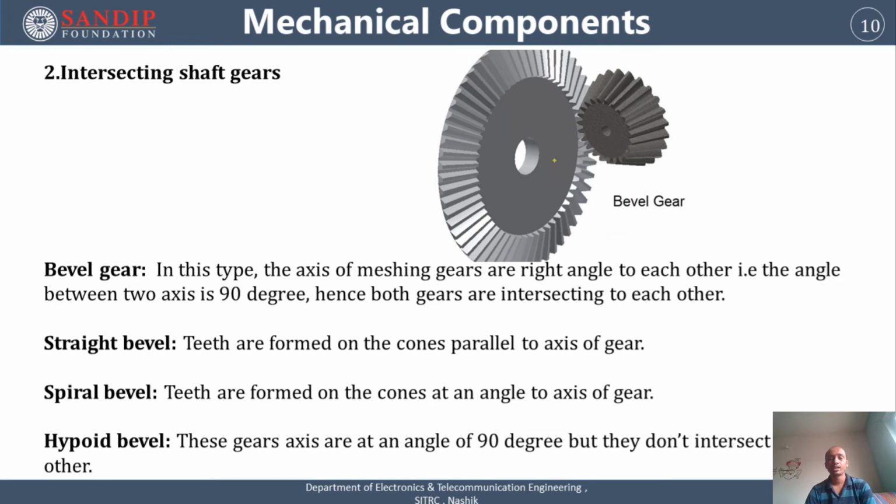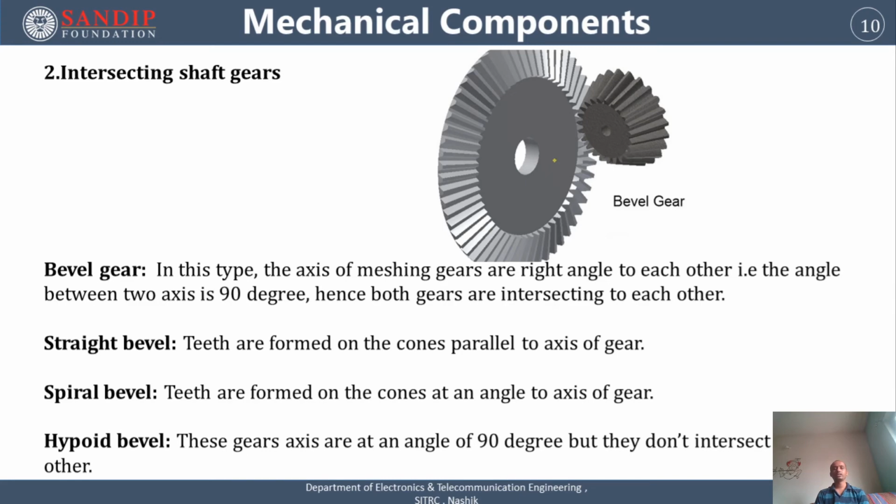In this type, the axes of these meshing gears are at right angle to each other. It means the axes of the two gears form a right angle, a 90-degree angle with each other. Hence, the angle between the two axes is 90 degrees. Hence, both gears are intersecting with each other. The axes of the two gears, intersecting with each other, form the 90-degree angle.